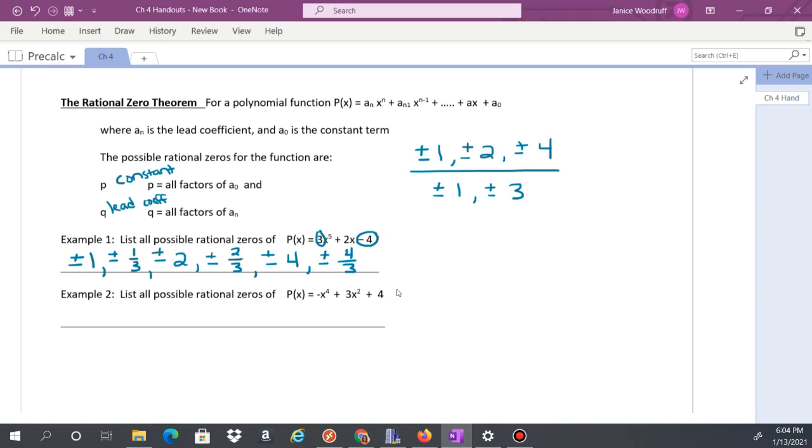And then, for example, if your leading coefficient is 1, then it's just the factors of p. So this one would just be the factors of 4. Because they're all over 1, so plus or minus 1, plus or minus 2, plus or minus 4. Okay, so those are all the possible rational zeros.